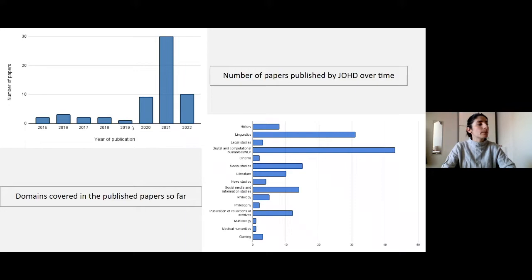And we also looked more into the type of domains that JoD has touched so far with its publications. The scope of the journal is very wide, so there are very different disciplines. We can see that digital and computational humanities, NLP, are quite prominent in the type of publications, and linguistics as well. But we also have more niche domains, like, for instance, musicology or medical humanities. We have some papers on gaming, but also about social media studies, information studies, and so on. Just by reading the labels, you can see that the scope is quite wide.